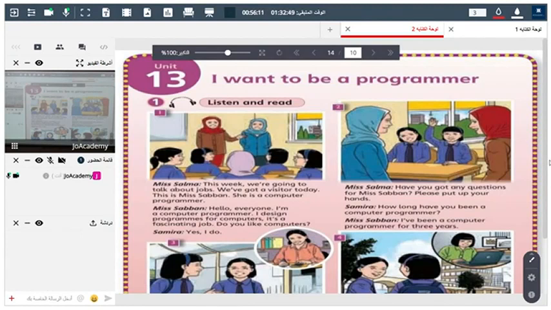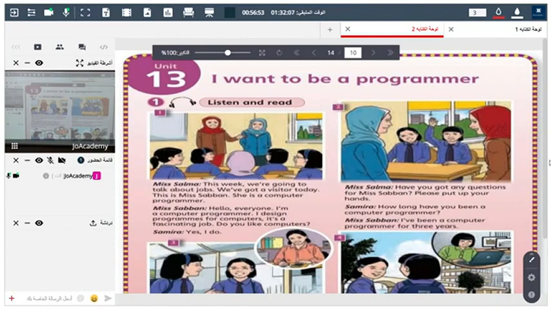2. Have you got any questions for Miss Saban? Please put up your hands. How long have you been a computer programmer? I've been a computer programmer for 3 years. 3. What do you want to be when you're older, Layla? I want to be an accountant. Why do you want to be an accountant? I want to be an accountant because I like working with numbers. Accountants help people to organize their money.